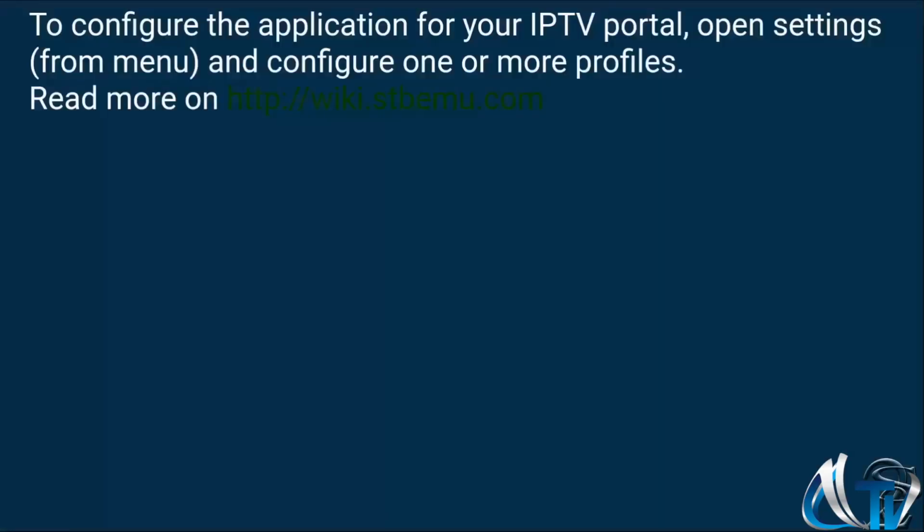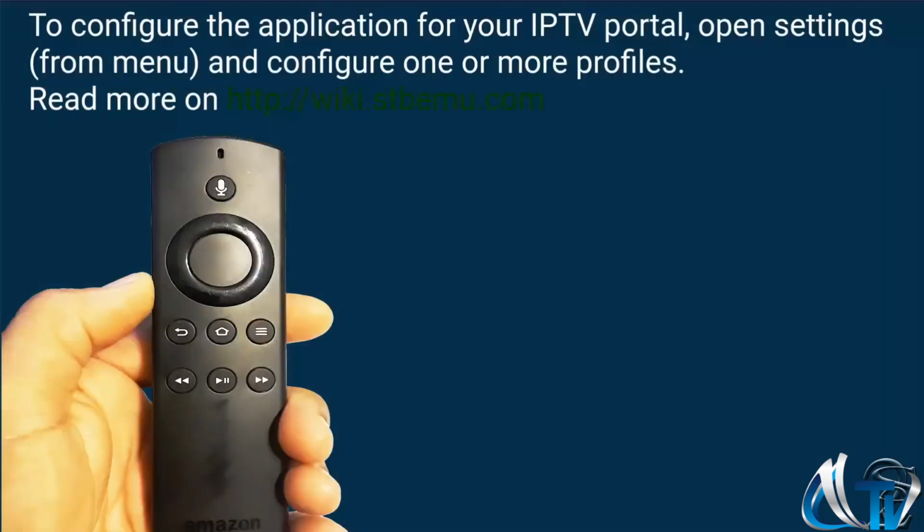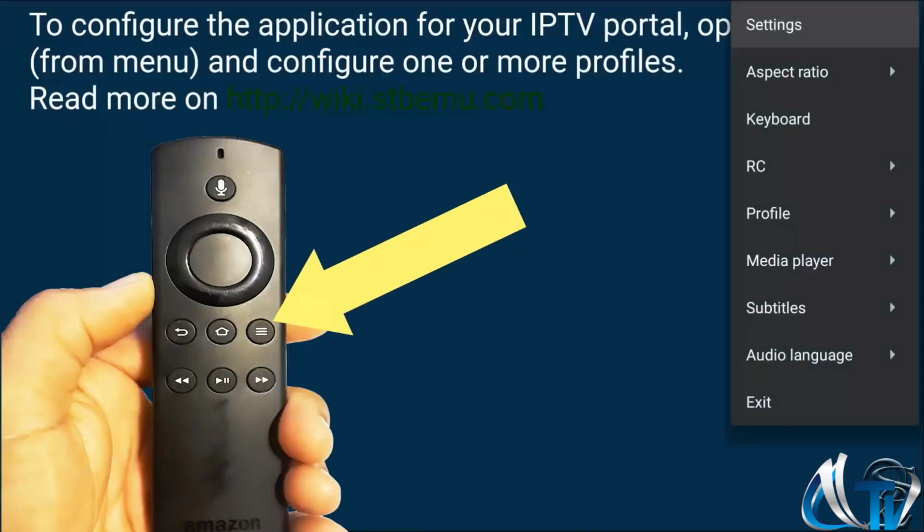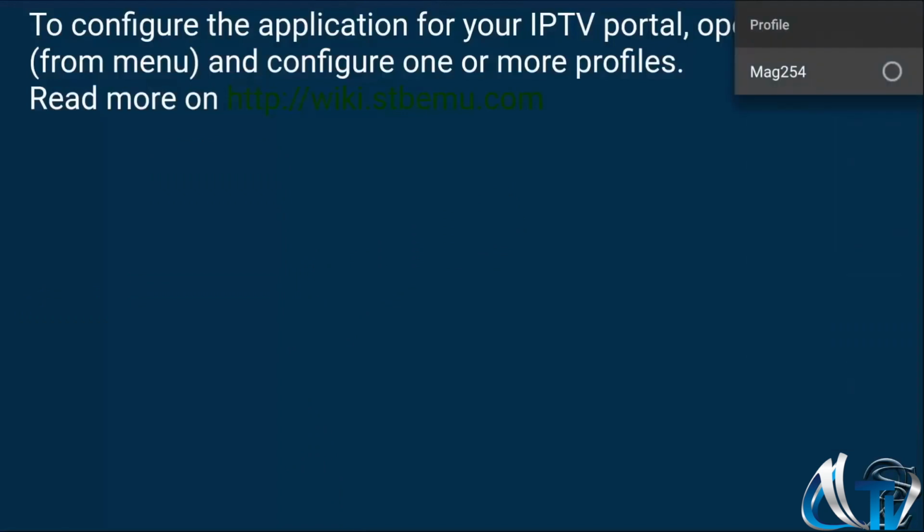I'd like to point out that the app is still holding the old profile information, and we need to manually select the new profile created as the default. So let's select the profile we created for Mac 254. Click the button with the three dashes for Settings. Now go down and click on Profile and select from the list the active profile.